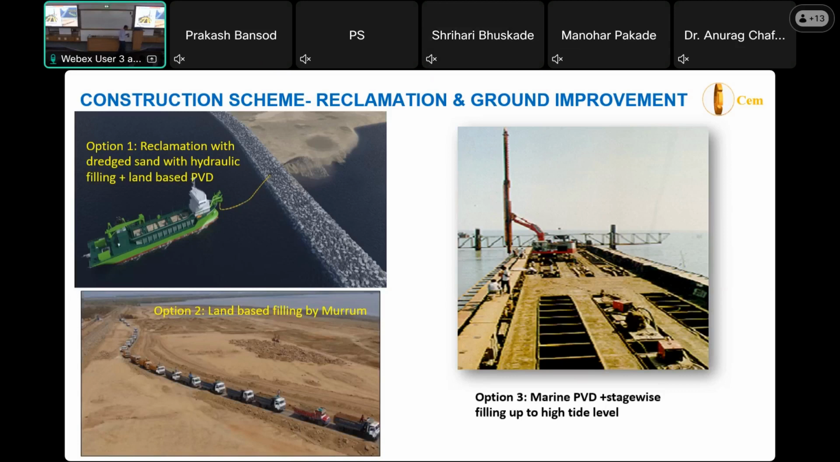So what will happen with this advantage? The subsoil will not get an immediate load of 5-6 meters. We can put a layer-wise filling, step by step. Once we put the PVD, we can put 2 meters and then wait some time. We can put another 2 meters, and then wait for 1 meter.